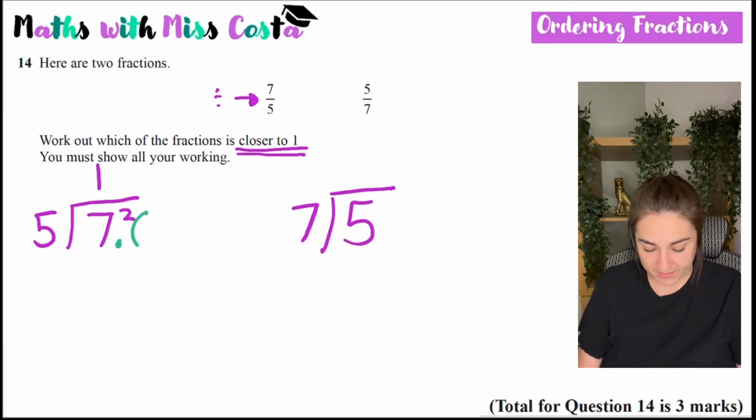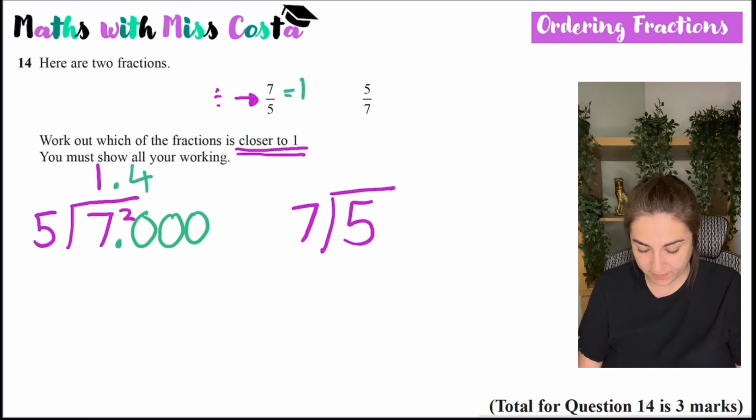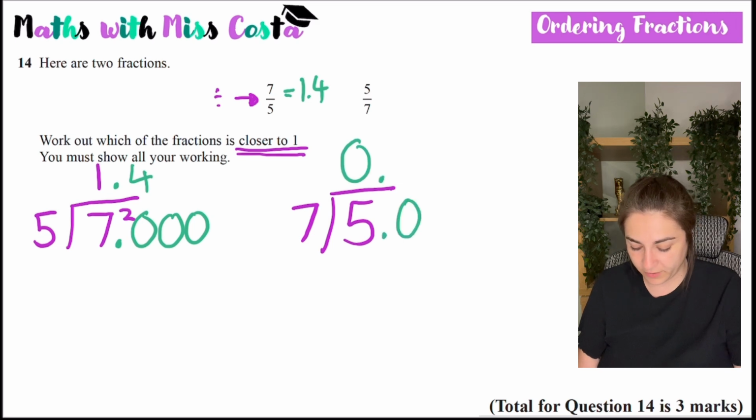Whenever I run out of numbers, I put a decimal point and I just put a bunch of zeros there. So how many times does 5 go into 20? 4 times, and that's it. So 7 divided by 5 is 1.4, and then 5 divided by 7, how many times does 7 go into 5? 0 times. I've run out of numbers, so I put a decimal point and a bunch of zeros, and my remainder would be 5.